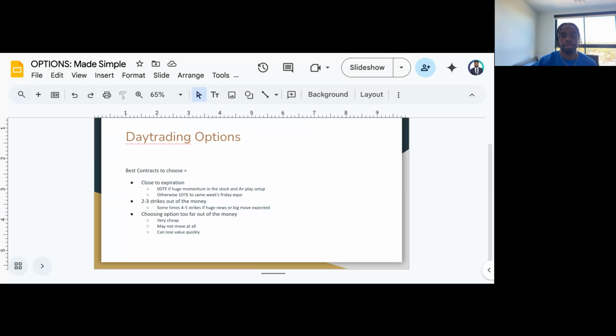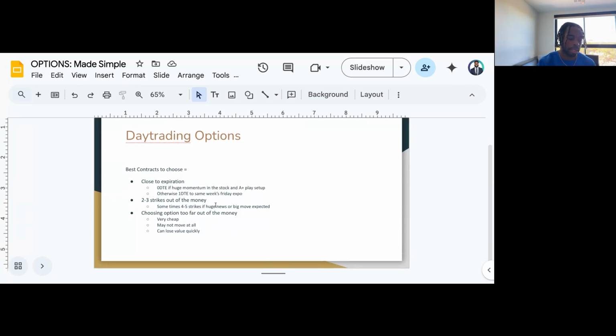There needs to be a lot of momentum. There needs to be good opportunity, or else just don't trade 0 DTE. Otherwise, trading a 1 DTE, so 1 day to expiration contract, doesn't get killed as fast. So your theta is not crushing the contract price as quickly as it does on 0DTE, and it gives you some time to do an intraday swing.